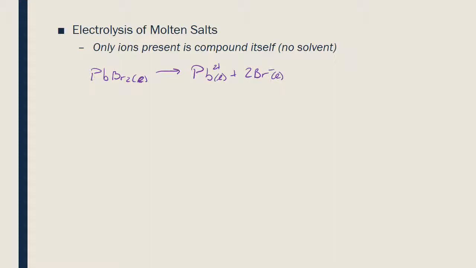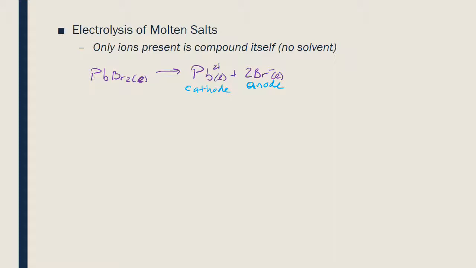Okay, so now you need to figure out who's going where. Well, we know oxidation occurs at the anode. Oxidation is losing electrons, so that means it's going to be attracting your anions. So your anions are going to go to the anode. Your cathode is where electrons are going to be given off, and so it's going to attract your cation. And so our cation is going to go to the cathode.